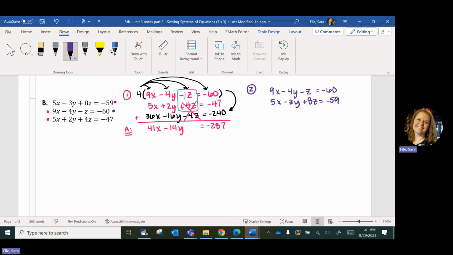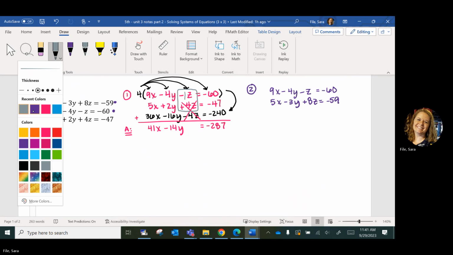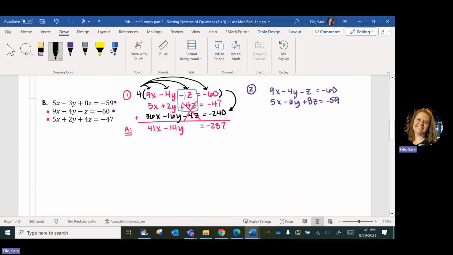equals -59. So here, to get my z's so that they will eliminate, I need to turn this 1 into an 8. So I'm going to multiply this whole equation by 8, and I have to distribute that 8 to all the terms. It's the same thing I did over here with the 4, but now I'm doing it with an 8. Everybody okay with that? So that is going to become 72x.